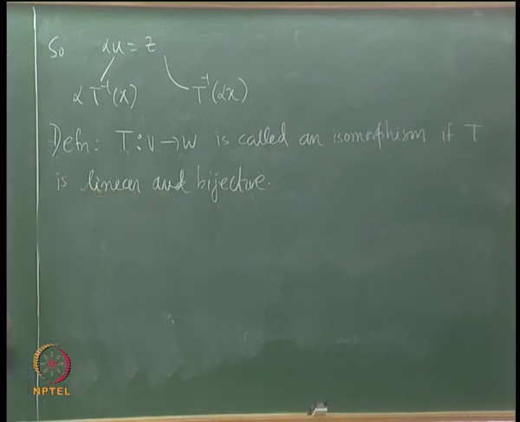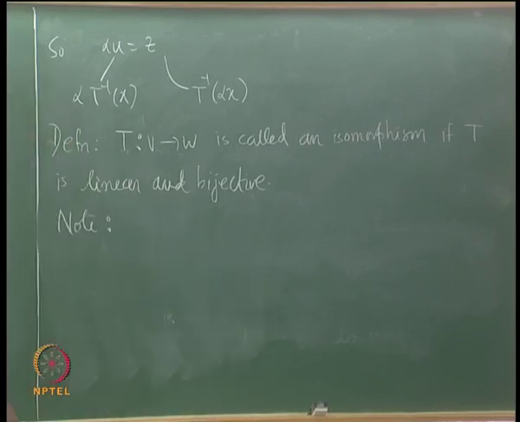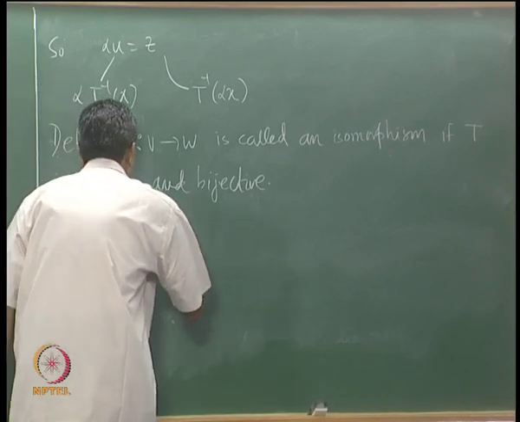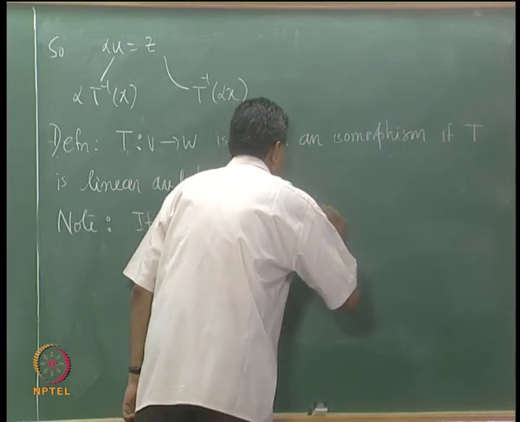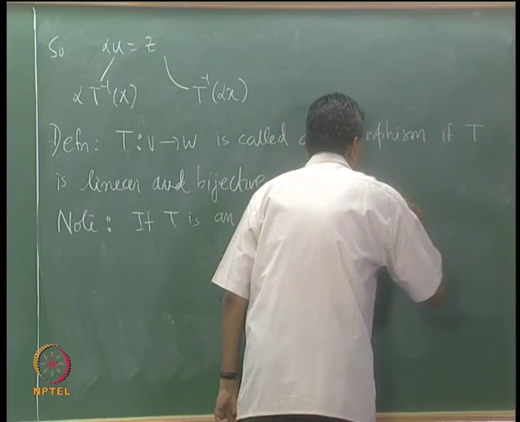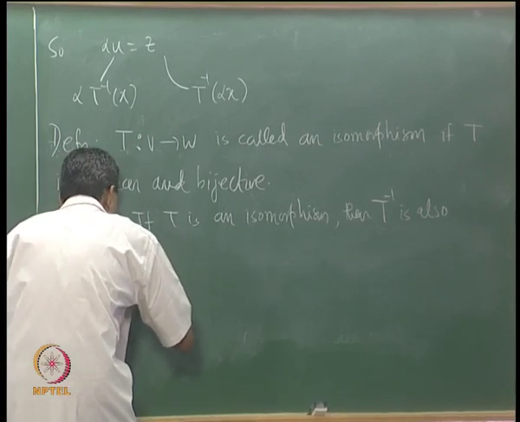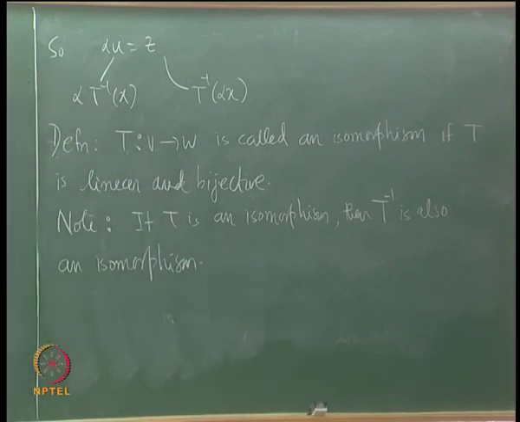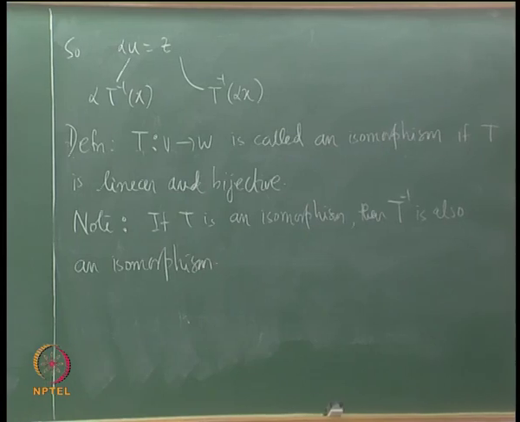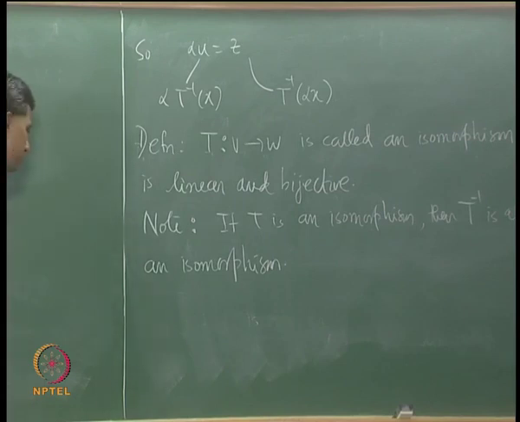What we have seen just now is that if T is an isomorphism, then T inverse is also an isomorphism. Note, we have just now shown that T inverse is linear. T inverse is bijective is known anyway. So if T is an isomorphism, then T inverse is also an isomorphism. What does an isomorphism do to finite dimensional vector spaces? Before that, another notion, isomorphic vector spaces.